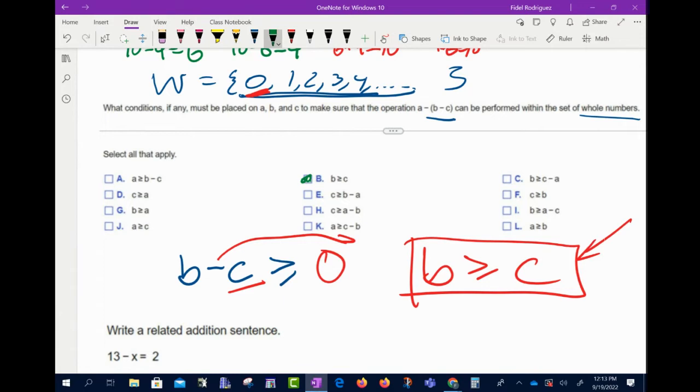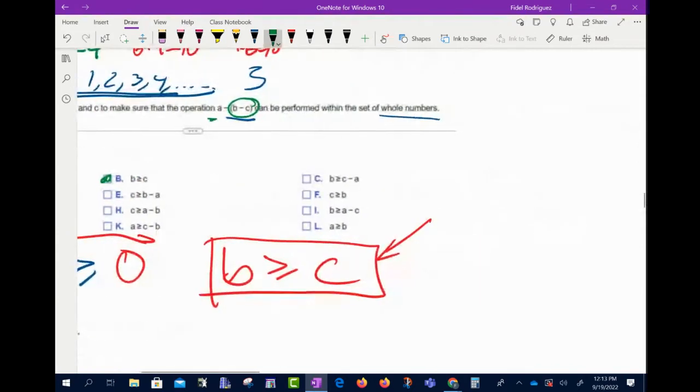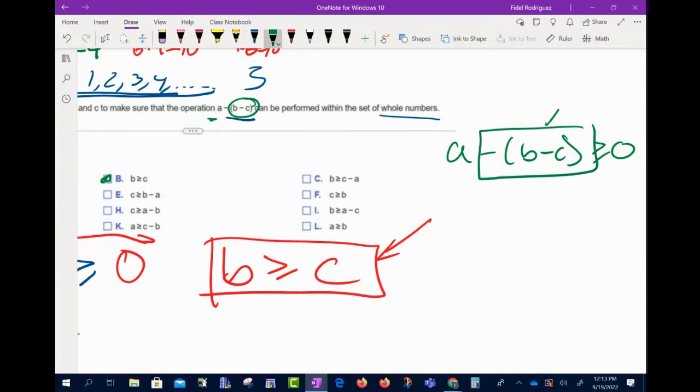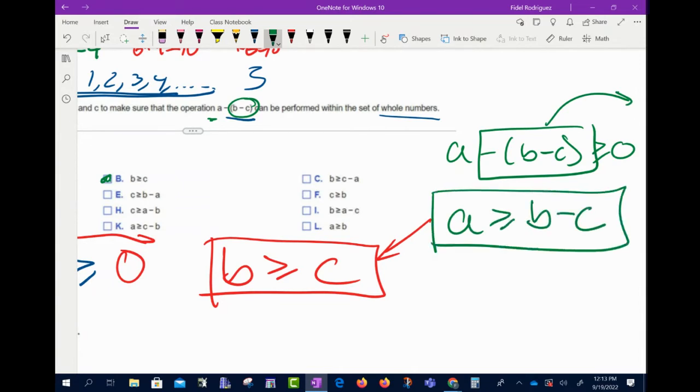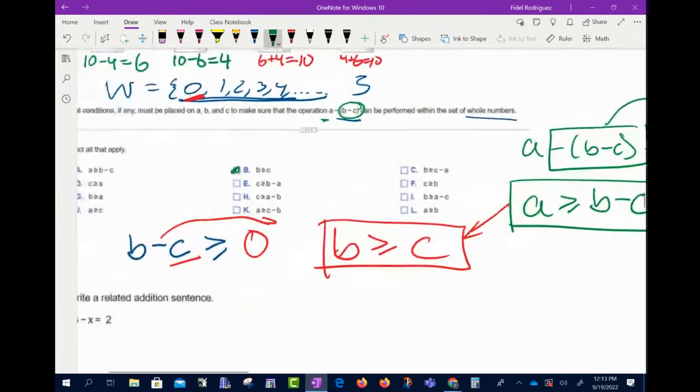Now the second part we're going to do, remember, we're subtracting A minus this whole thing right here, whatever that number happens to be. So I'm going to do the same thing right here. I'm going to go A minus B minus C. I know that when I do that subtraction, that also has to be bigger than or equal to 0. So if I were to move this whole piece to the other side, that would tell me that A has to be bigger than or equal to B minus C.